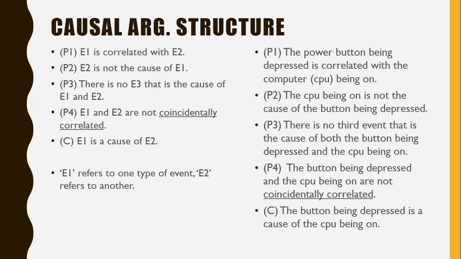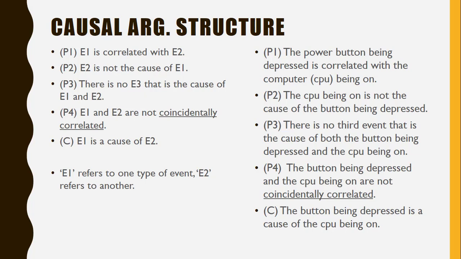So if you've noticed, there's a lot of moving parts here, a lot of things that need to be established in order to properly make a causal claim and a causal argument. All right, so let's look at the second column now, and let's look at an example.